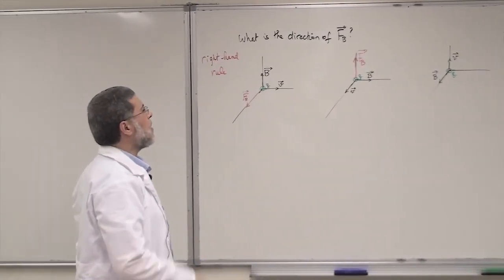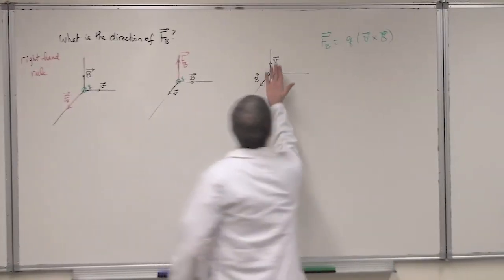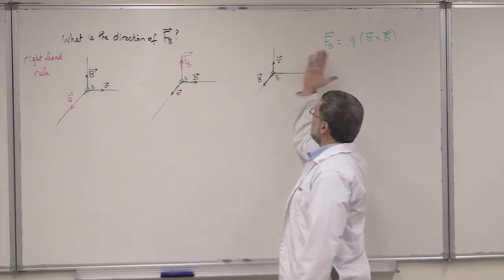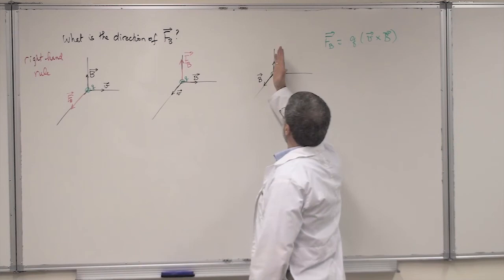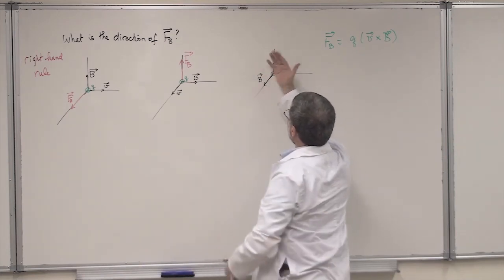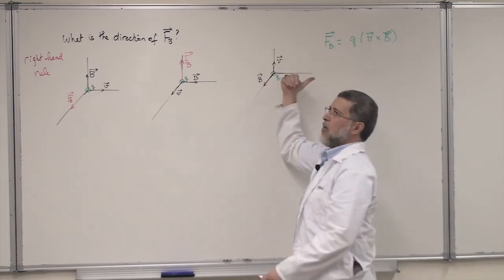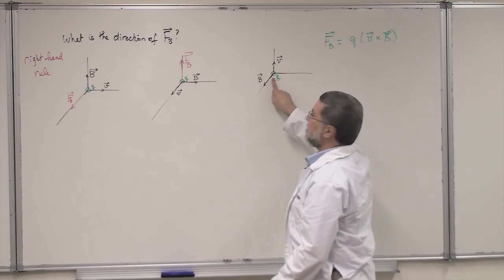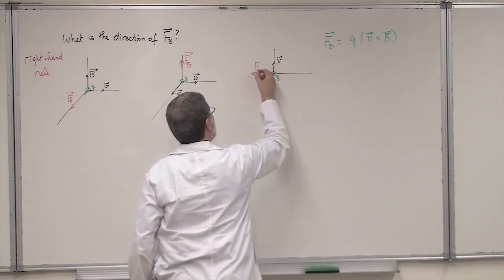Okay, let's look at the last example there. V is in this direction. I can do like this, but when I sweep, it doesn't take me to B because B is outside. So you have to do like this. V cross B, you see? So the force is to the right, but because it is a negative charge, the force will be to the left. So that's my force FB.